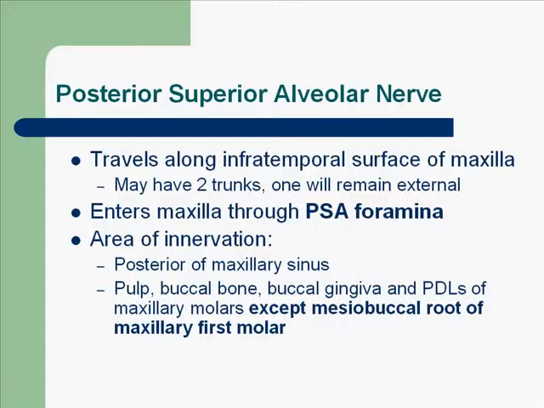Posterior superior alveolar nerve, or PSA. This travels along the infratemporal surface of the maxilla. This may have 2 trunks. One will remain external to the posterior surface of the maxilla. It enters the maxilla through several PSA foramina, which are on the maxillary tuberosity. The area that it innervates is the posterior of the maxillary sinus, the pulp, buccal bone, buccal gingiva, and periodontal ligaments of the maxillary molars, except for the mesiobuccal root of the maxillary first molar.